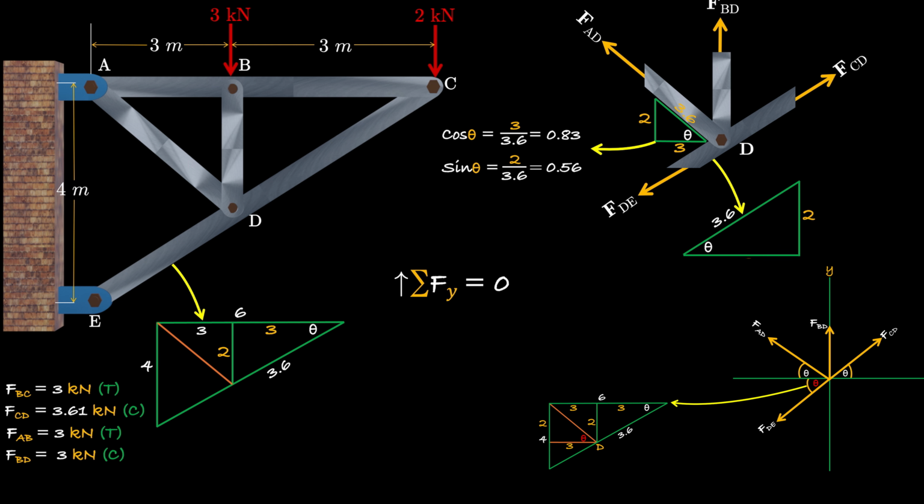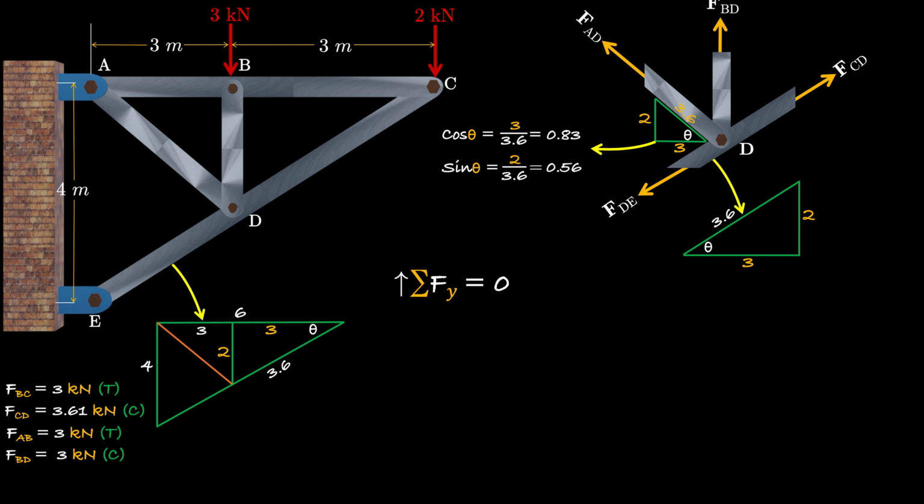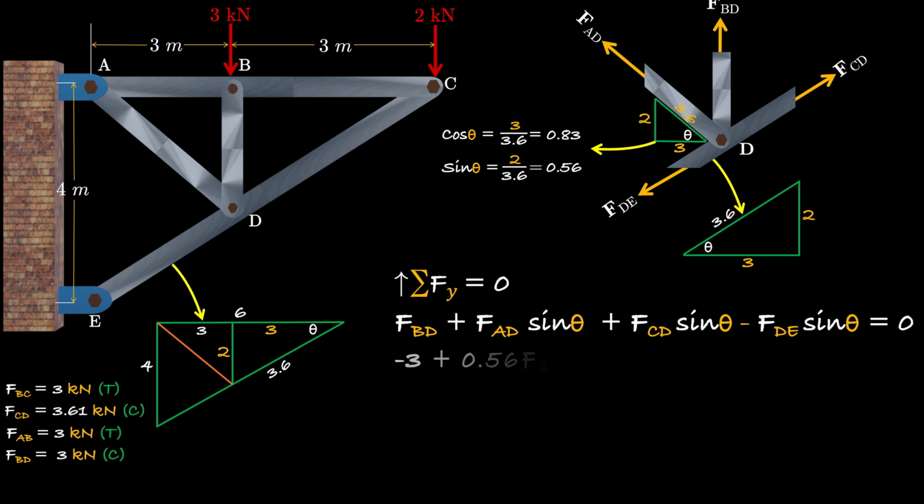But remember, now FD is acting in the opposite direction, so it's going to be negative. Let's write what we have, right? So as you can see, we only don't have FDE and FAD. All the other forces, we have them. So now it's a matter of substituting. So let's substitute the values that we have. Remember, for a compression force, we put a negative, and for a tensile force, we put a positive. And we have cos theta and sin theta.